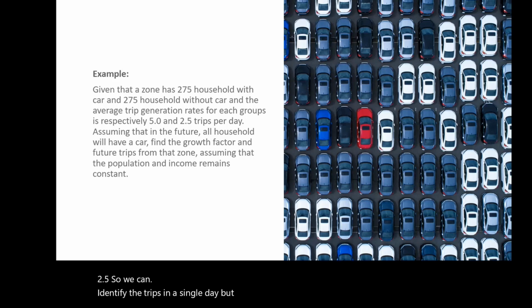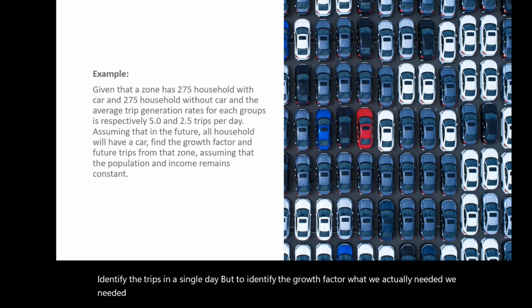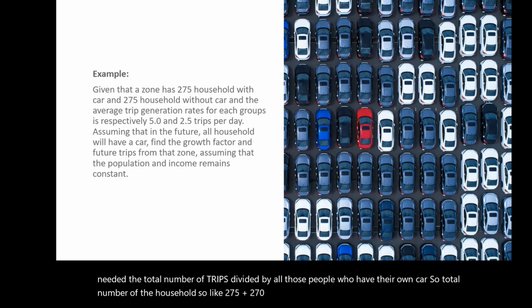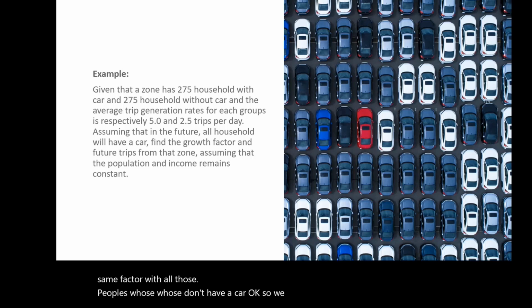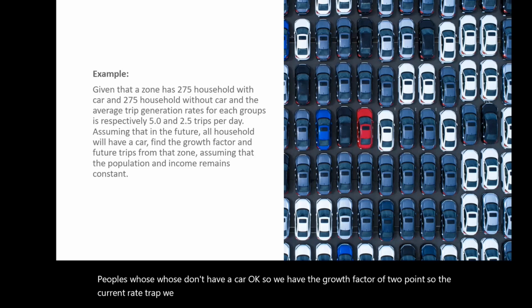But to identify the growth factor, what we actually need is the total number of trips divided by all those people who have their own car. So the total number of households, like 275 plus 275, which is equal to 550. So we will divide by the same factor for all those people who don't have a car. Okay, so we have the growth factor of 2.0. So the current trip rate we have already measured, and we will simply multiply that with 2.0.